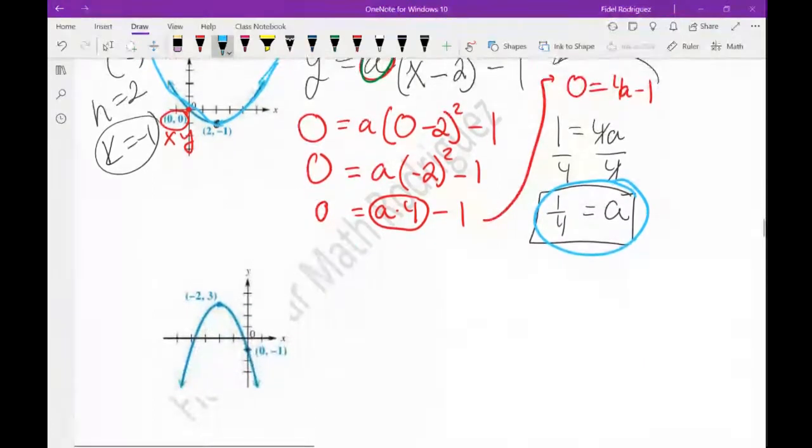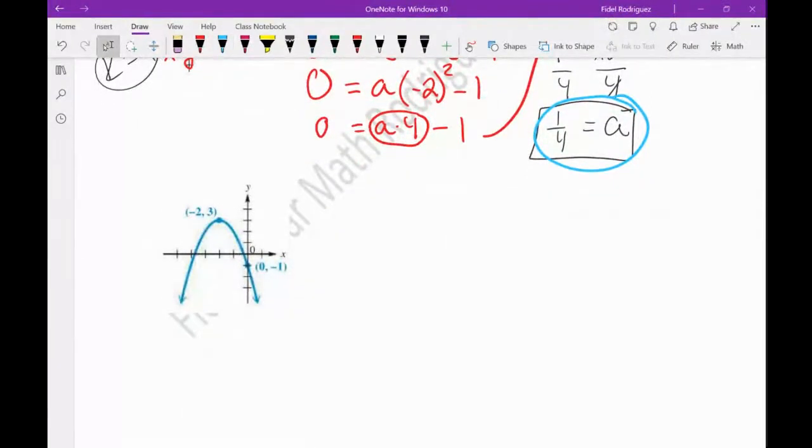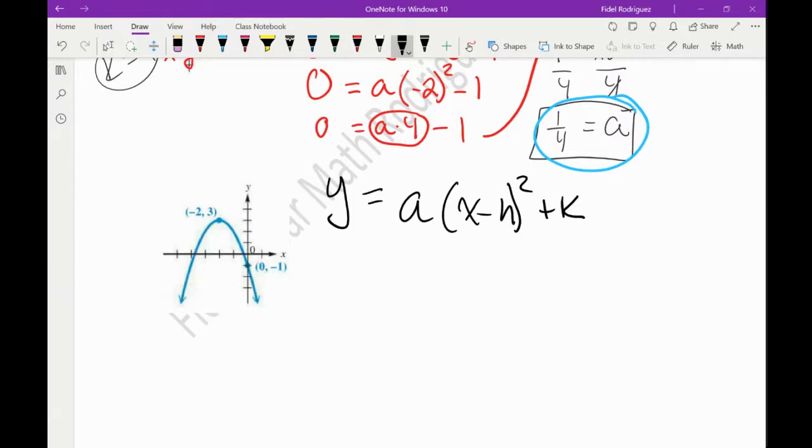So let's do the same thing here for this problem. The first thing I'm going to do is write out my equation: y equals a(x minus h) squared plus k. First thing I'm going to do is find the vertex. So here's our vertex. Our vertex in this problem is (-2, 3). Remember what that's telling me: h is -2, and k is the number 3.